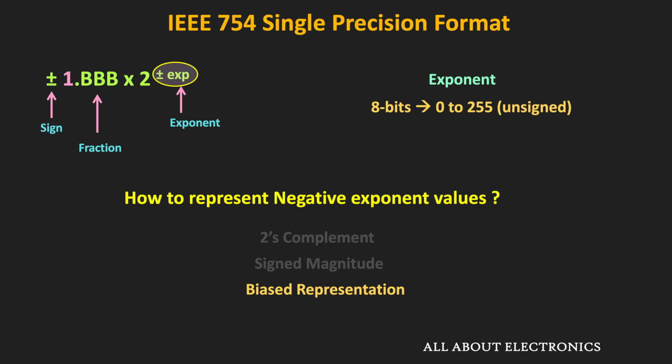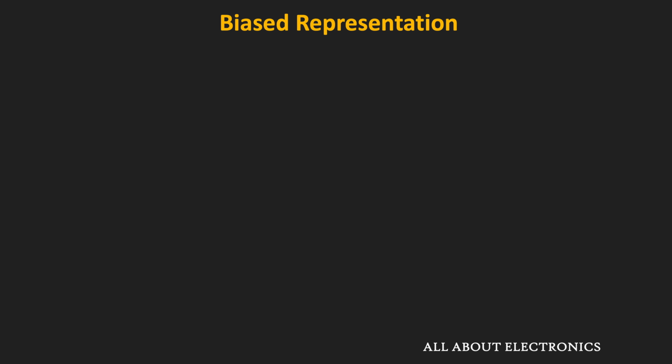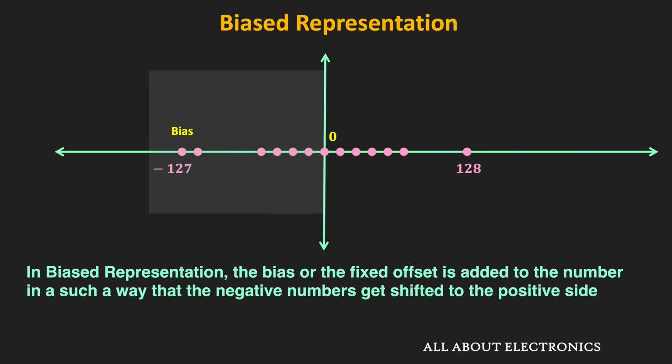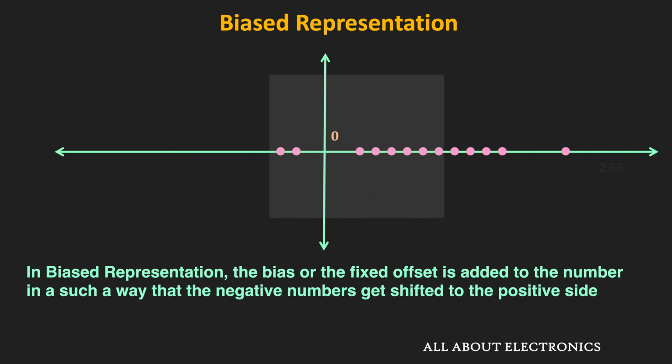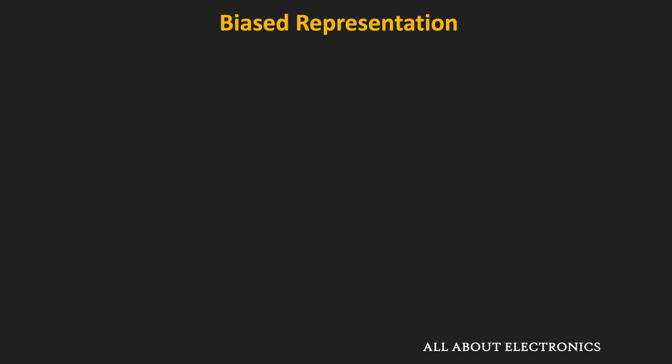So first, let us understand what biased representation is, and why the exponent is stored in this format. In this biased representation, a fixed offset or bias is added to the number in such a way that the negative numbers become positive. For example, if we have an n bit number, then the value of the bias should be equal to 2 to the power n minus 1, minus 1, where n represents the number of bits.